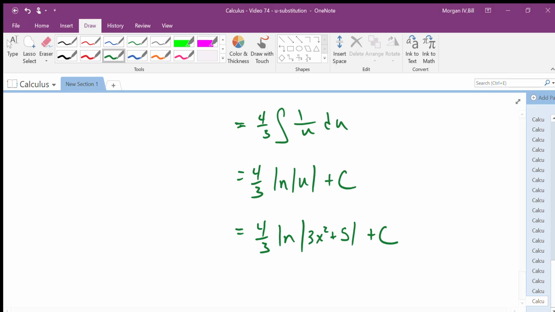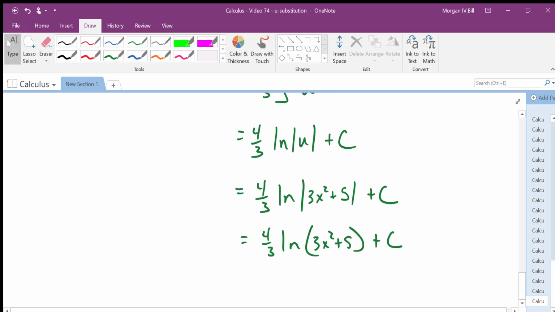If you had this answer, for me personally, that would be correct. But you should notice that no matter what x value you plug in here, if you square that x value, even if it starts off negative, if you square it, it's positive, times 3 plus 5 must be positive. So for all x's, 3x squared plus 5 is already positive, so the absolute values are redundant and not needed. And we could write this as 4/3 natural log 3x squared plus 5 without the absolute values, because it can't be negative anyway.